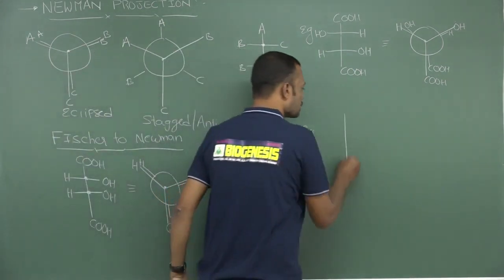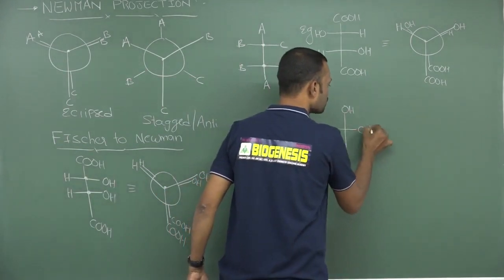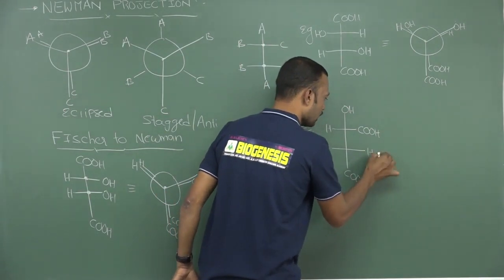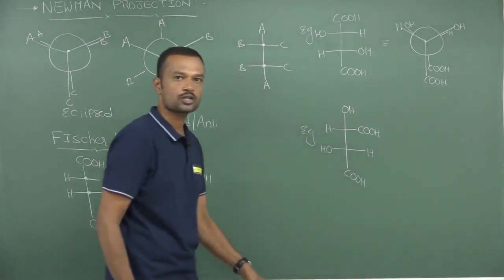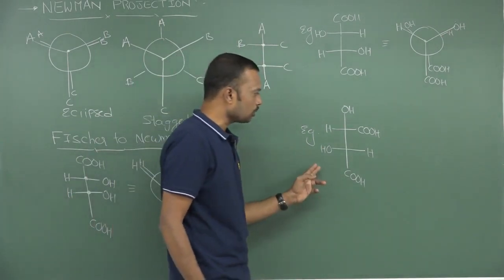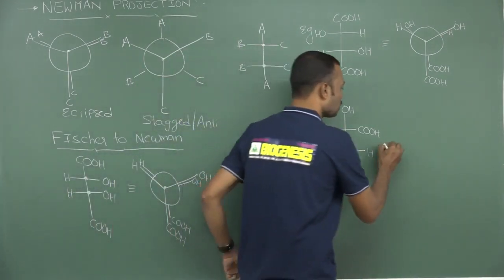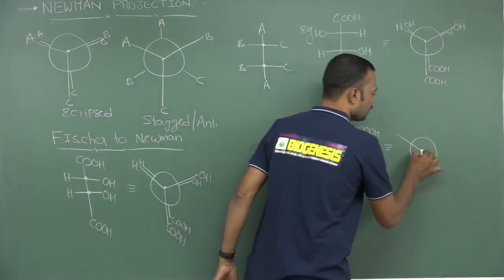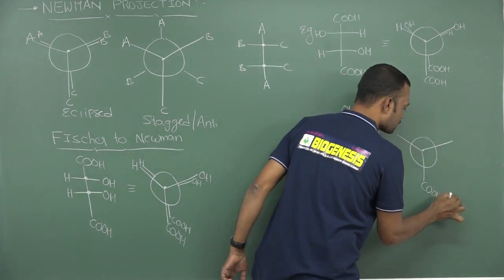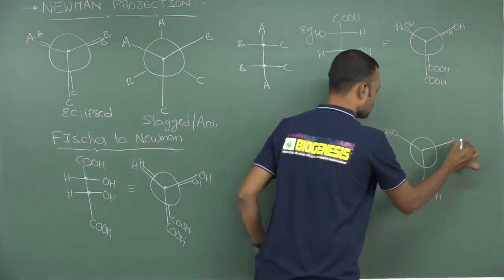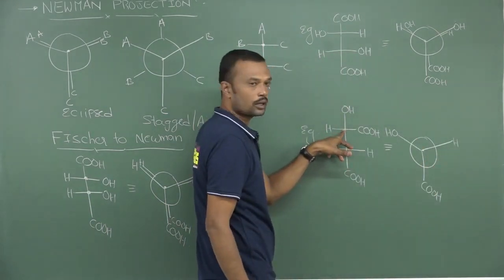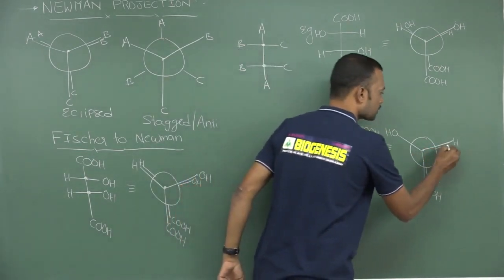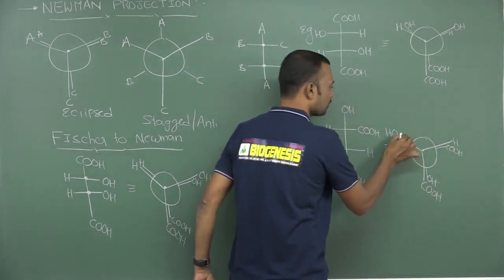You can write in a dissimilar way also. See, this is OH, COOH, H. Next, here I am writing COOH, H and this is OH. Identification of the corresponding molecule, either meso or active, can also be done by Newman projection. Front carbon is this. The front carbon carries carboxylic acid, OH and H. If you go through the rear carbon, below is OH, right side is carboxylic acid, and left side is hydrogen.